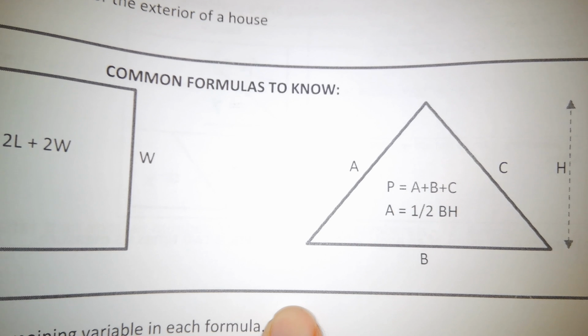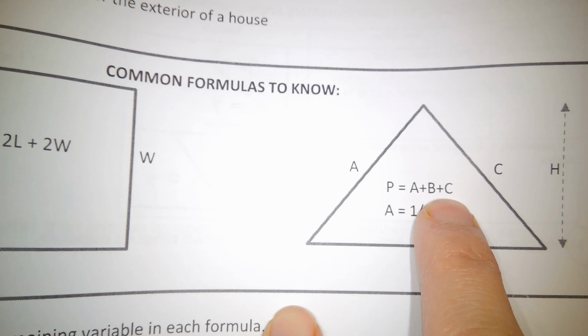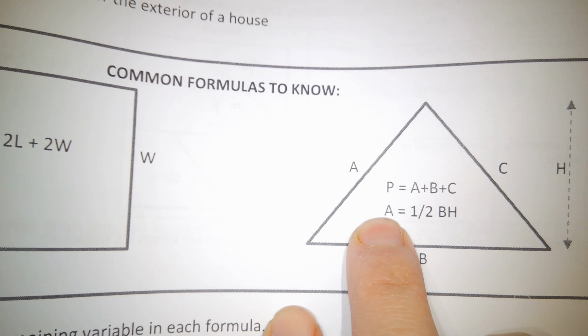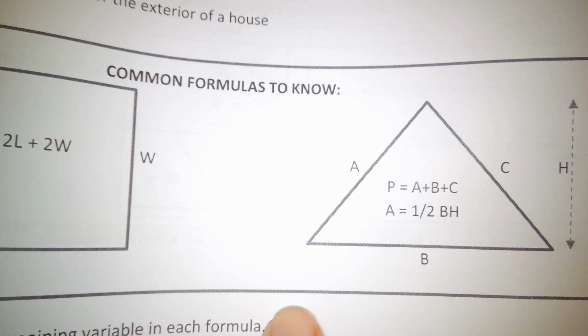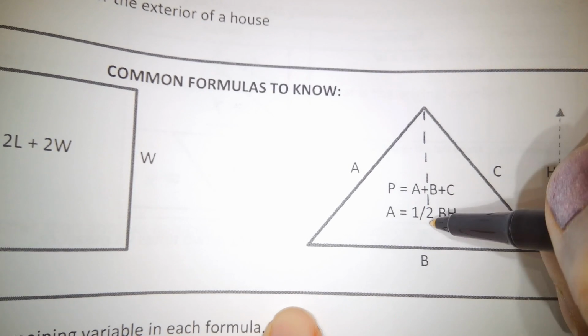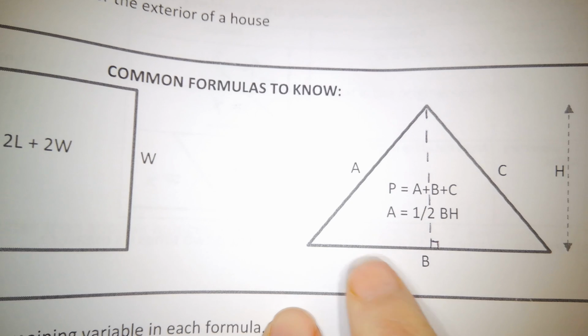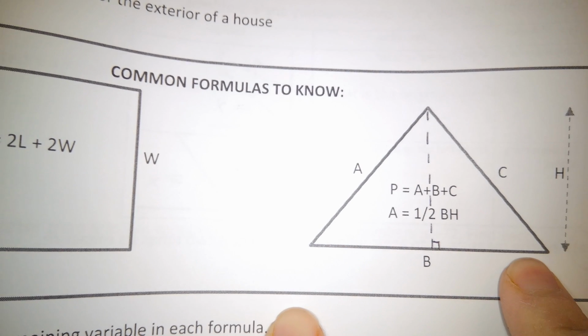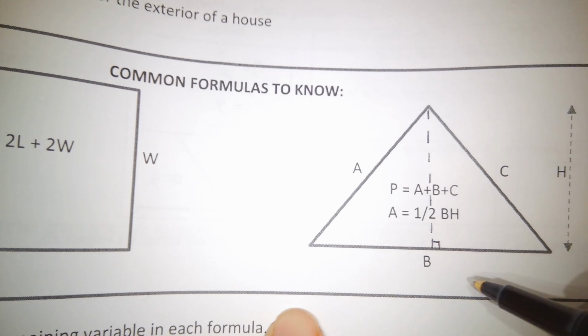Add up. Yeah, you add them. Add up every side, so A plus B plus C. However, to compute the area for a triangle, what should we do? We're going to use one side of the triangle to be our base. For example, we're going to use this side B as our base.